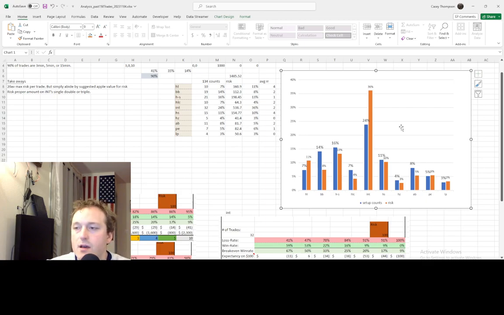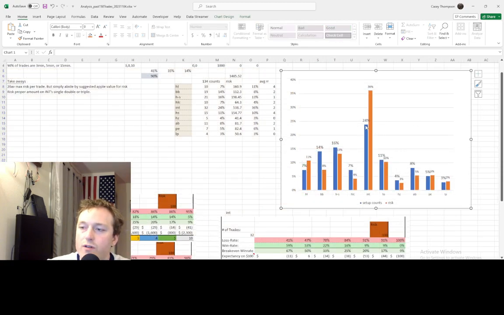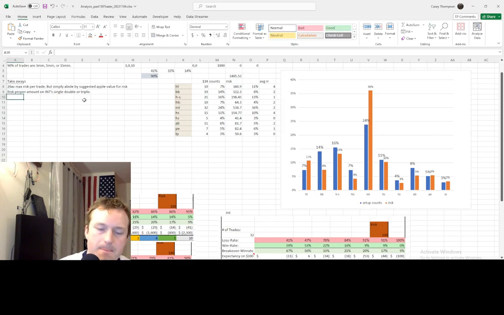So that means intuition trades, remember to do only single risk on them. You can still trade 24% of your trades are intuition, but just have them as lighter risk. It's not a problem. You can still trade them. Just have lighter risk. So that's what I'm going to say from a takeaway. Risk proper amount on int, single, double, triple.